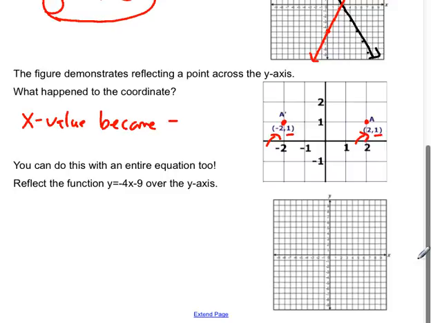So for an x-axis reflection, the x holds on to its value, the y has to flip. Same thing with the y-axis reflection. There the y holds its value and the x has to flip.